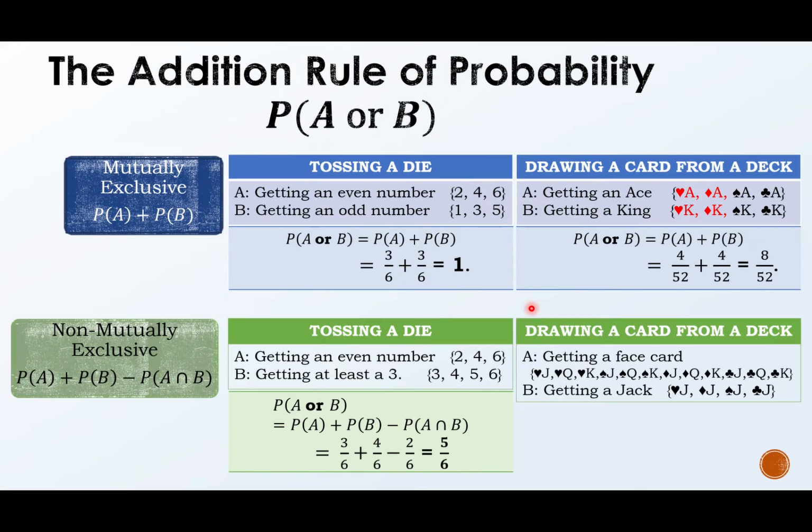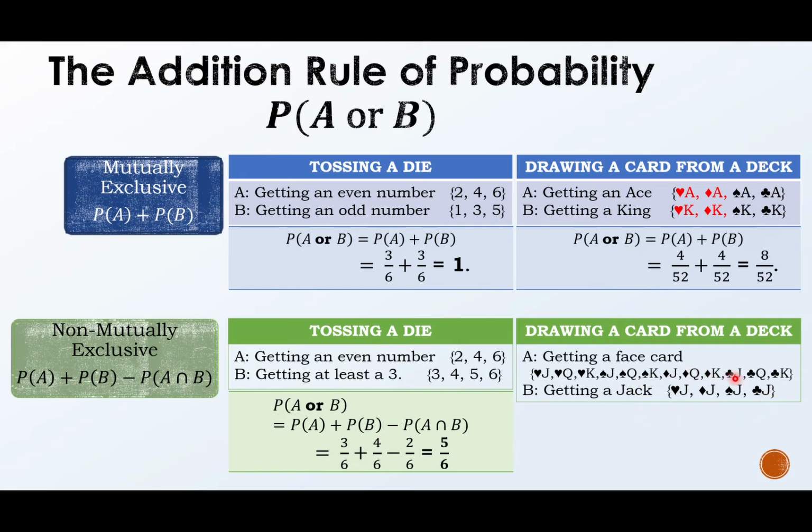And another example, drawing a card from a deck, but this time event A is getting a face card. I'm sorry, itong heart na to must be red. Jack, Queen, King, red dapat yan. And the diamonds also, Jack, Queen, King. But basically, the face cards are those cards na may Jack, Queen, and King. Since we have 4 suits, meron tayo dapat 12 na face cards. So, Jack, Queen, King ng bawat flower, bawat suit. There you go. And getting a Jack is event B.